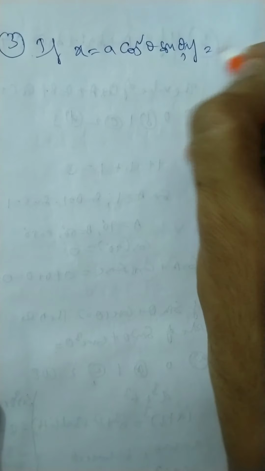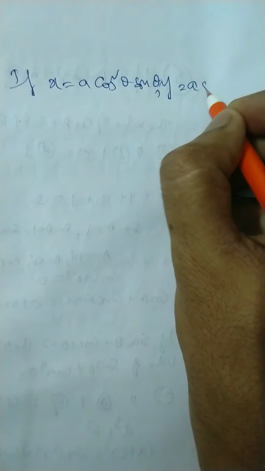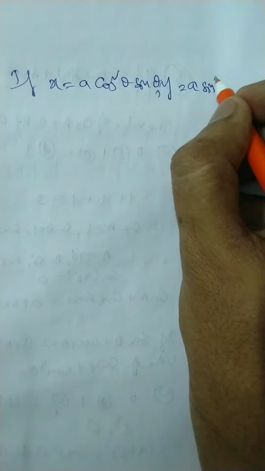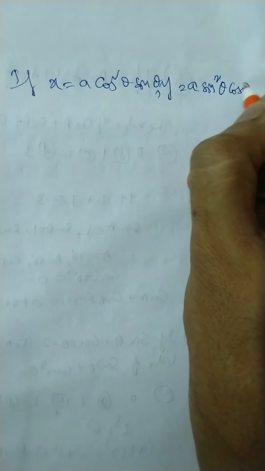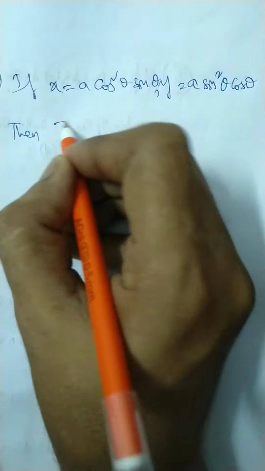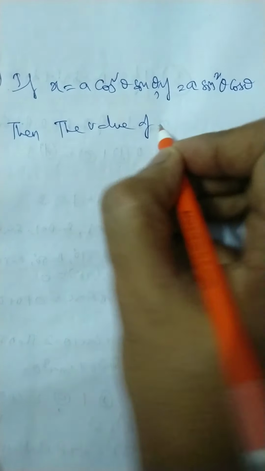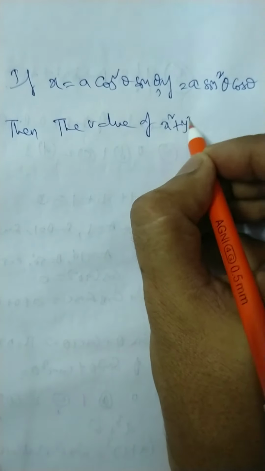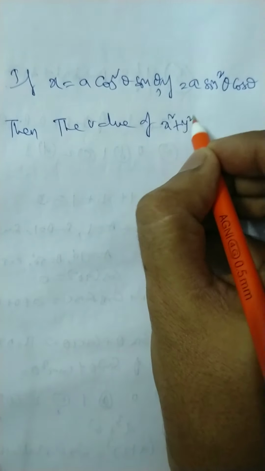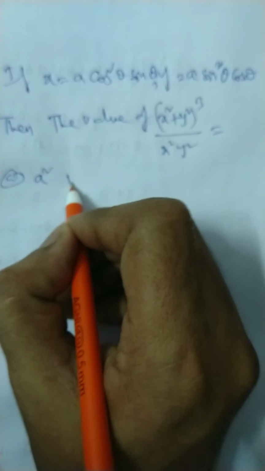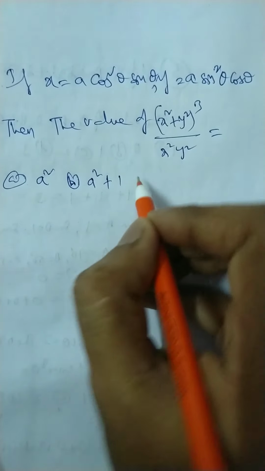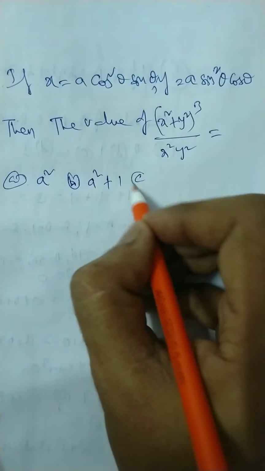If x is equal to a cos square theta sin theta, y is equal to a sin square theta cos theta, then find the value of (x square + y square) whole cube by x square y square. The options are: A, a square; B, a square + 1; C, a square - 1; D, none.